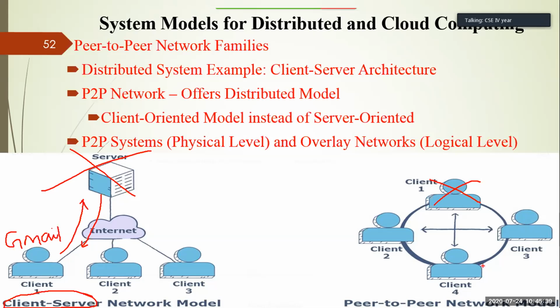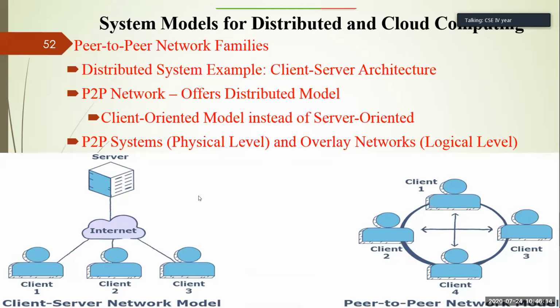Why has it moved to the P2P model? Because in the P2P model, all the systems are autonomous in nature, right? They are independent in nature, so if a computer system fails, it will not affect other computer systems. But here, what happens? If the server is crashed, the entire network is crashed, right? A P2P system has two layers. One is called the physical level layer, another is called the logical level layer. The logical level layer is also called the overlay network. So in the next slide I'll show you these two levels.